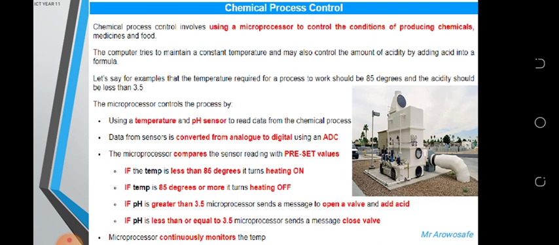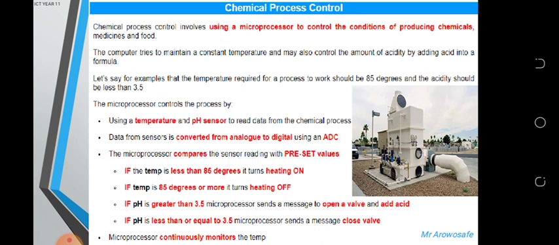The first one, using a temperature and pH sensor to read data from the chemical process. So here the temperature sensor and pH sensor are to read the data from the chemical process. Now, data from the sensor is converted from analog to digital using an ADC, which is an analog digital converter, which I have explained before. Now the microprocessor compares the sensor reading with preset values. So we have about 4 conditions here.